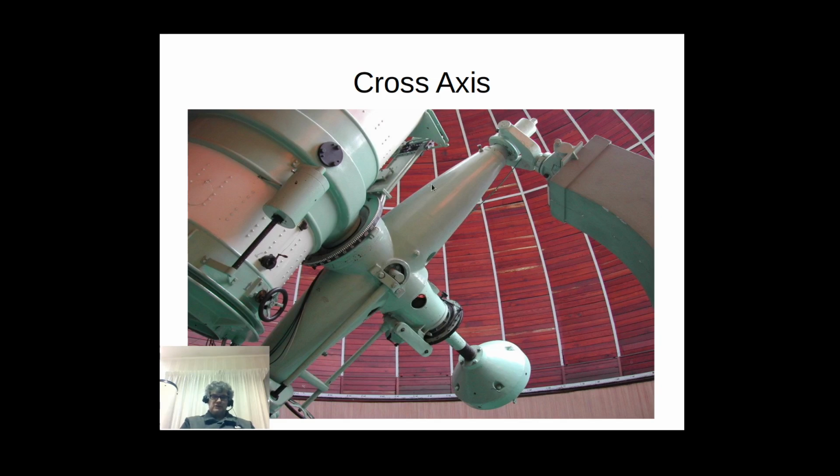One thing you could do is this, where you support either end of the RA axis. This is called a cross-axis telescope. You still have a counterweight to counter the weight of the telescope itself. And you notice there's a declination setting circle there for adjusting the north-south rotation.